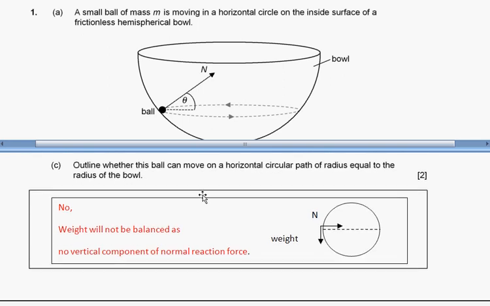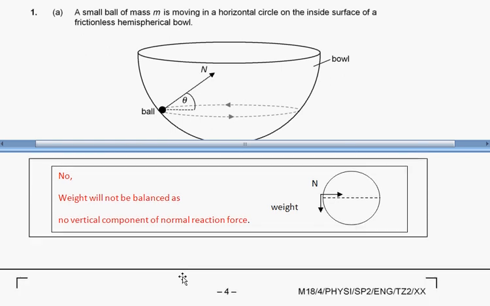Outline whether this ball can move on a horizontal circular path of radius equal to the radius of the bowl. If it were moving, then we have the reaction horizontal and the weight vertical. So there is no component of the reaction that balances the weight. So we cannot get circular motion, centripetal force. So the weight will not be balanced as there is no vertical component of the reaction force.